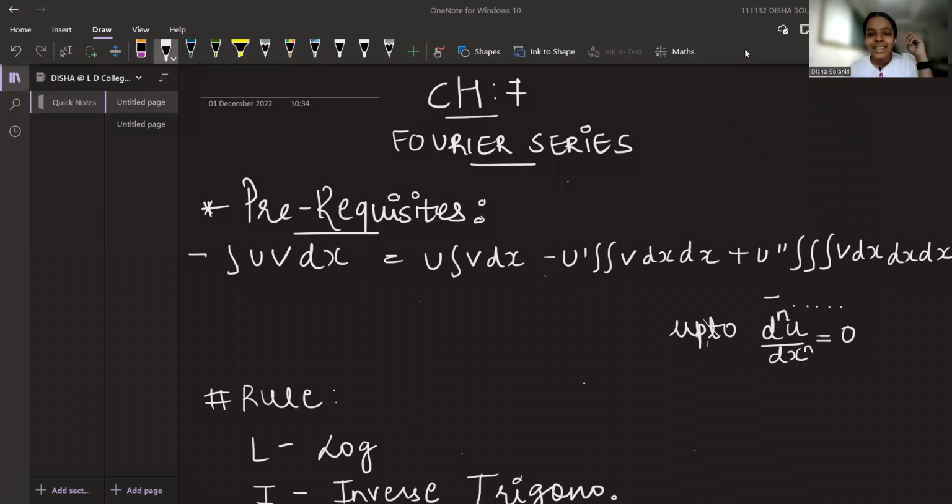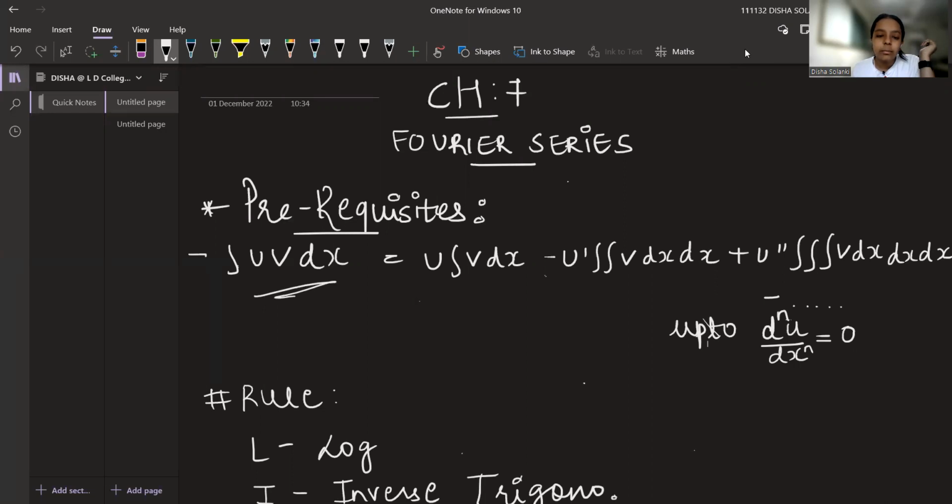Hello everyone. So let's start our 7th chapter, which is Fourier Series. The basic prerequisite for this chapter, the basic formula you need to learn before learning this chapter, is this formula: integration of uv dx equals u integration v dx minus u dash integration v dx, and then so on.